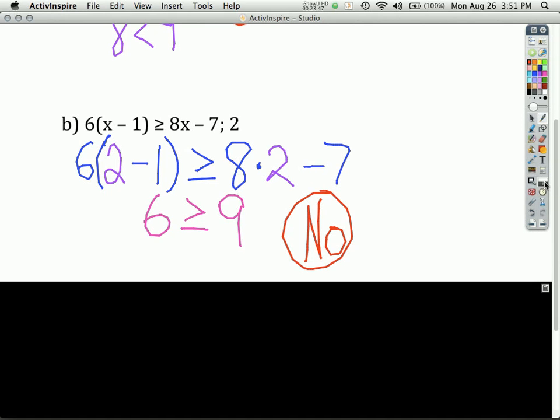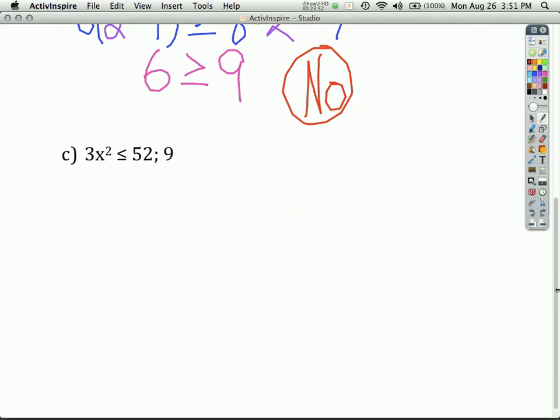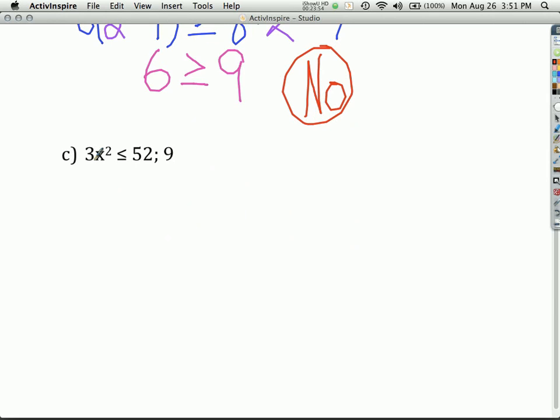I have another example just to illustrate, but we're not going to do it, just to look at it. Again, same idea. You plug in the number, see if the left side is less than or equal to the right, and decide if it's a true statement or not. I don't think we need another example. I think you guys get the idea. I'd rather you try one on your own.